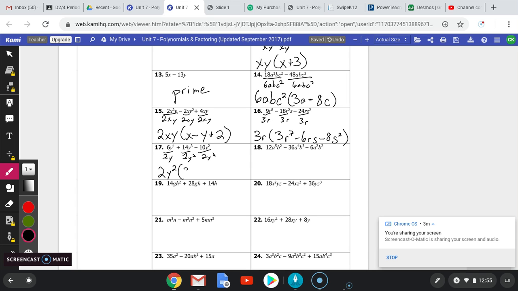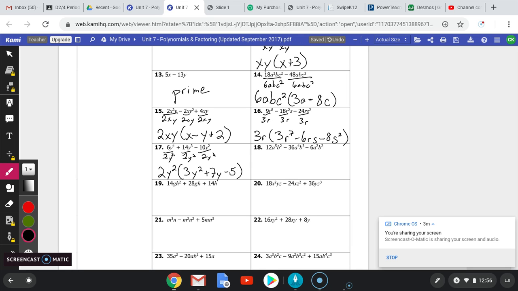So 6 divided by 2 is 3. Oops, y squared. Y 4th divided by y squared is y squared. 14 divided by 2 is 7. Y cubed divided by y squared is y. Minus 10 divided by 2 is 5, and then the y squares cancel out.